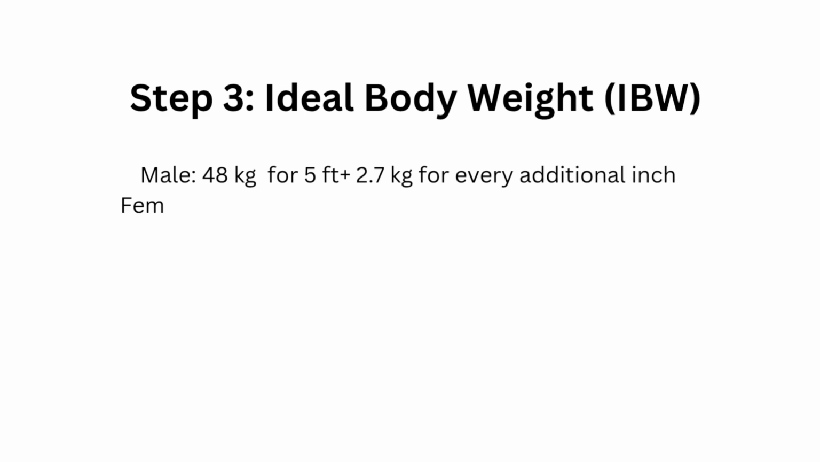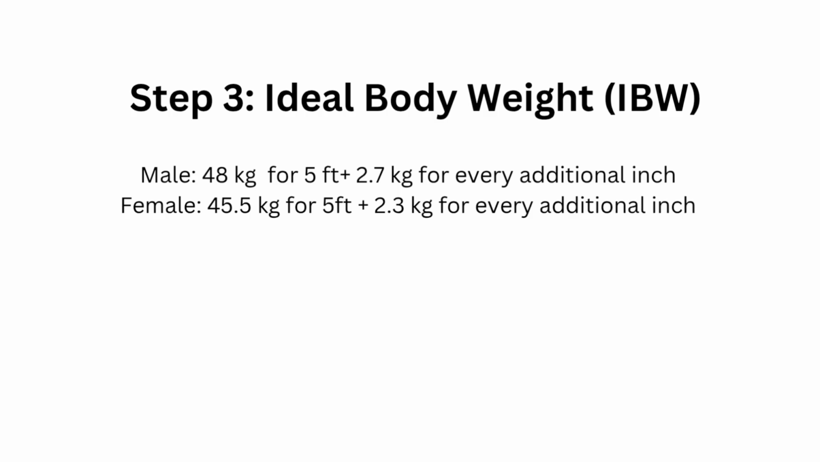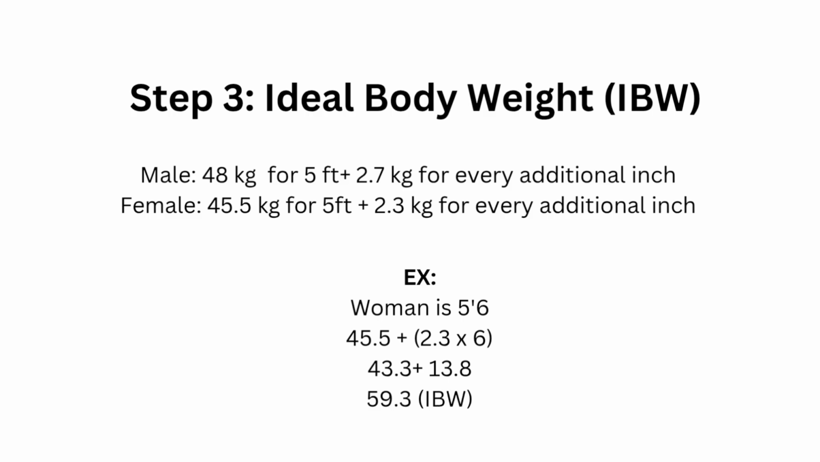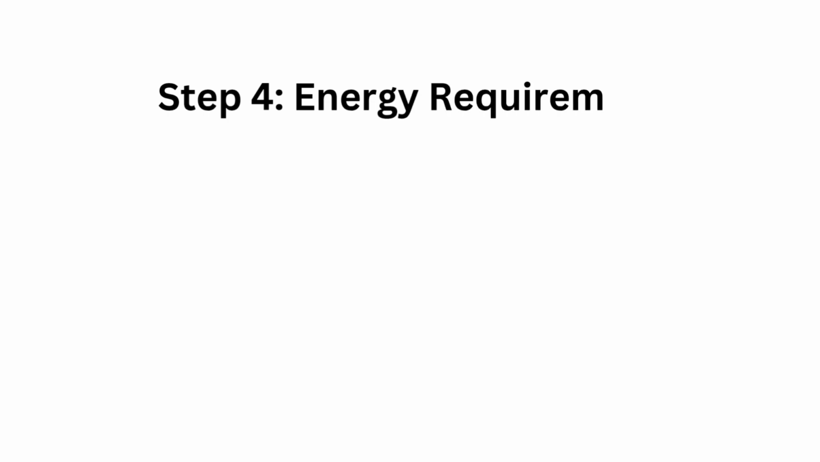Step 3 is ideal body weight, or IBW. We use a formula for this, the Hamwi formula. Hamwi is more commonly used in clinical practice. For males, ideal body weight is 48 kilograms for 5 feet plus 2.7 kilograms for every additional inch. For females, it's 45.5 kilograms for 5 feet plus 2.3 kilograms for every additional inch. For example, if a female is 5 feet 6 inches, we calculate 45.5 plus 6 times 2.3, which gives an IBW of 59.3 kilograms.